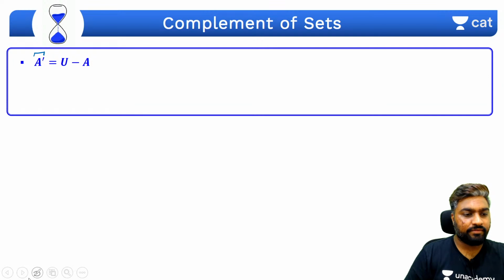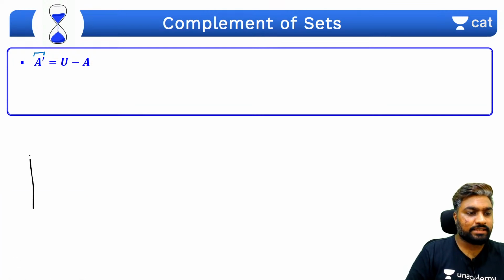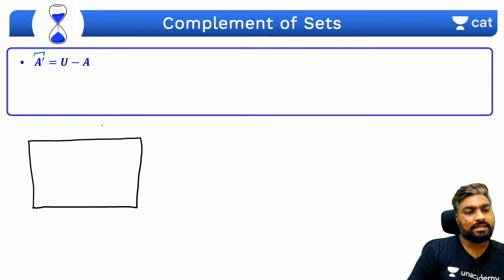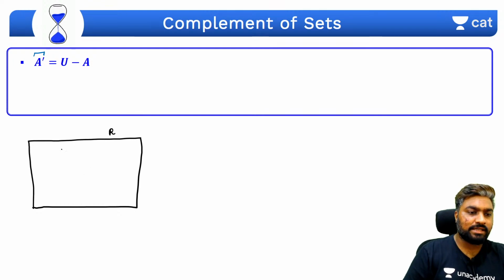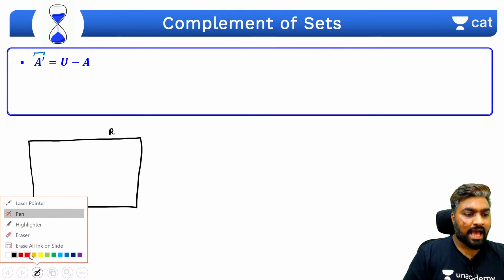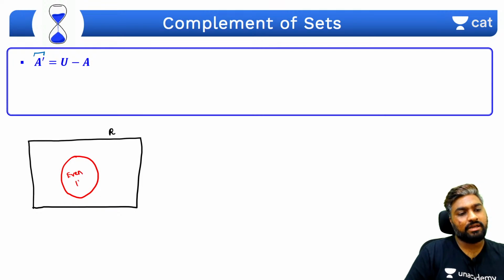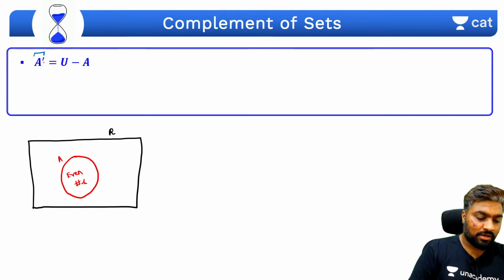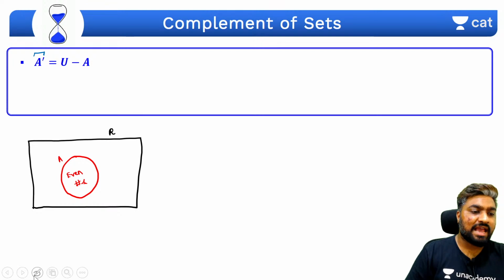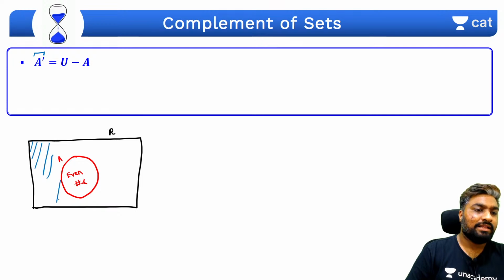Yes, so we have a universal set. Let's say all real numbers. Universal set here is all real numbers, okay? And our set A is even numbers, all possible even numbers, okay? Set A. Now what will be A dash? What are the terms that belong in A dash? Every other real number that is not an even number.